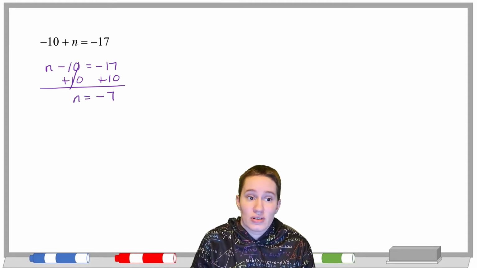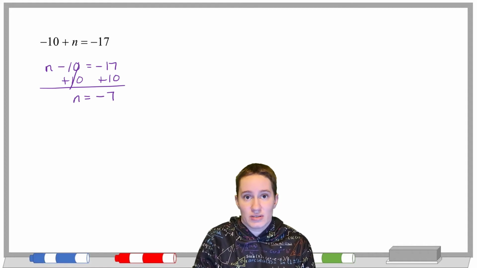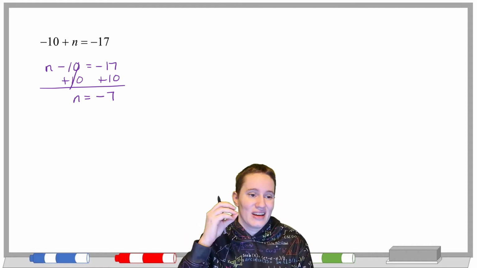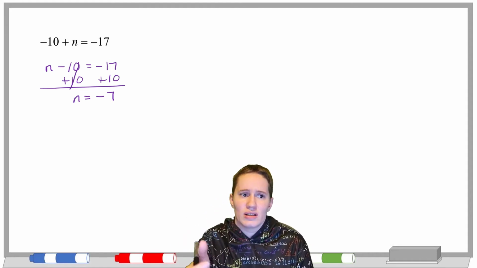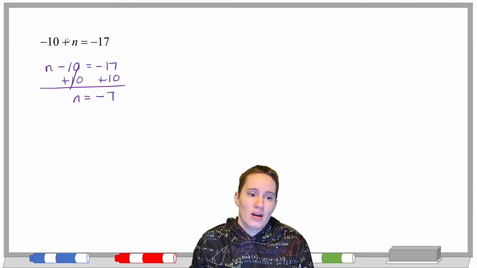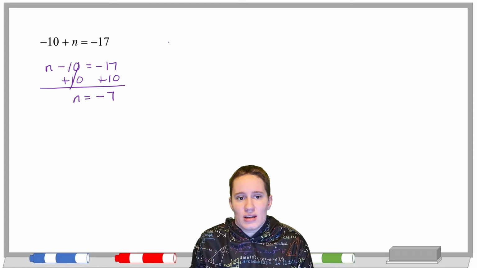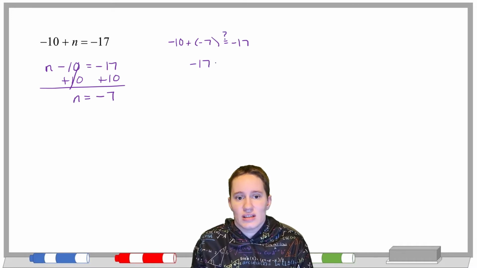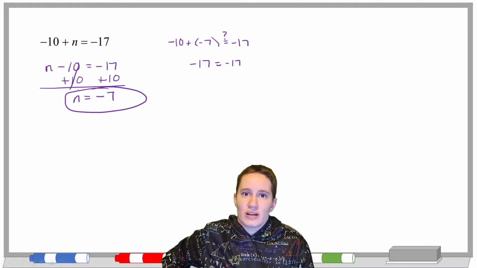Now, we also could have gotten there, maybe mentally, with our mental math skills, by going negative 10 plus what equals negative 17 and trying to think through that question in our head. Now, let's check to see if we're right. Negative 10 plus negative 7 equals negative 17. Yep, that's true. That's negative 17 equals negative 17. So that's our answer here.